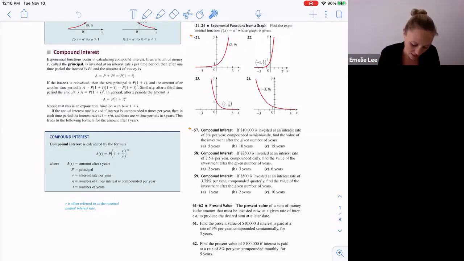Compound interest, so the idea behind compound interest is, let's say you have $100 and you go to the bank because they offer you interest, right? We all know that we want to earn interest on our money. Right now it's not a lot, but there have been times where it was significant.